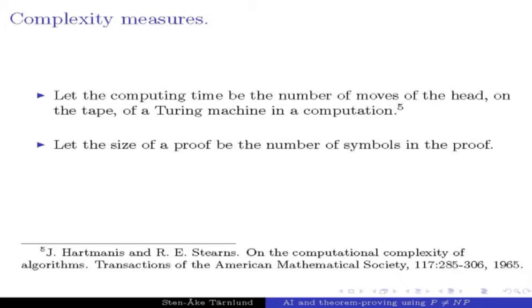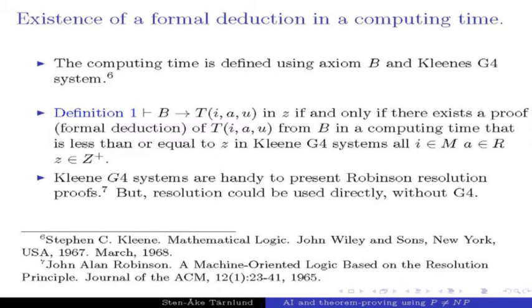And another way of measuring the complexity of a problem is to measure the size of a proof. So if you have an axiom and you prove something, you can measure how many symbols are involved in that proof. That's one other way. And when we are looking at the resolution proof, we're going to look at how many symbols are involved in this proof. So there are 2 different measures of complexity that we are going to use. And in this theory then, the computing time is the number of moves of the head of a Turing machine in a formal deduction.